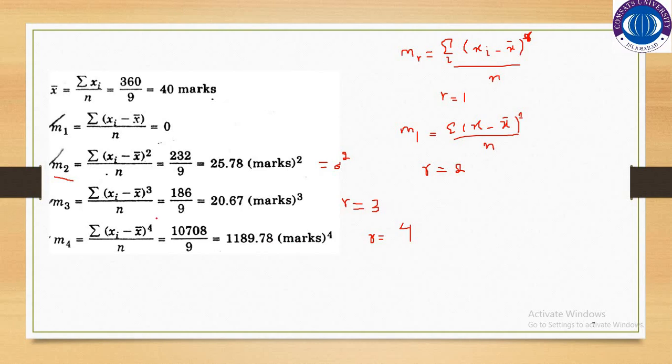So these are the first 4 moments about the mean, and these are the first 4 sample moments. These are also called the central moments. We name them central moments as we are taking the deviation from the mean.